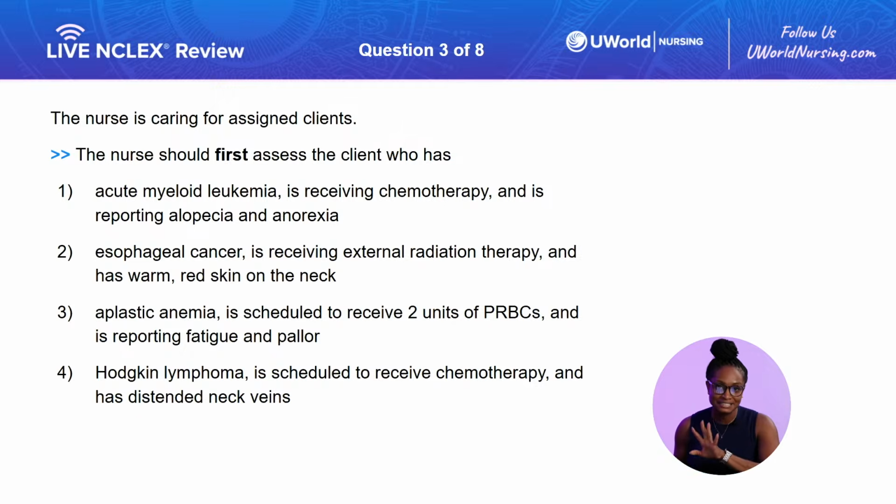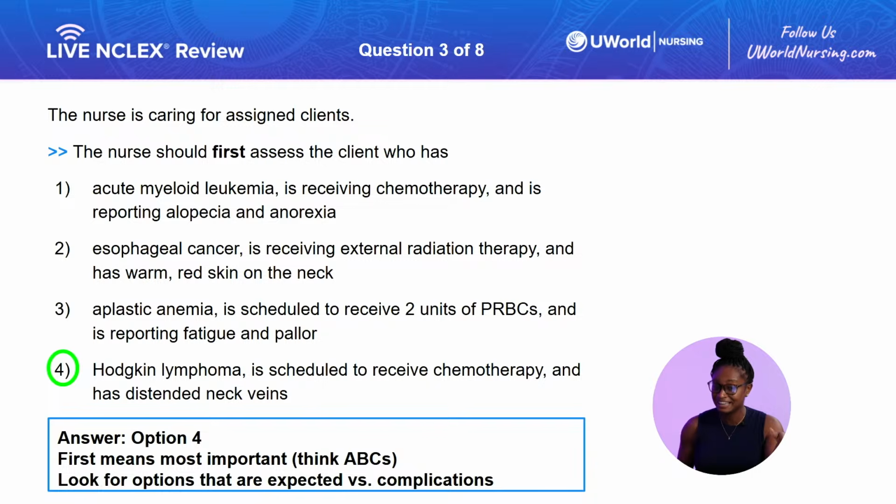So let's talk it through. Expected findings, which would be options 1, 2, and 3, versus complications, which would be option 4, Hodgkin's lymphoma. If they're receiving chemotherapy and have distended neck veins, this is actually a complication. Those distended neck veins are keying towards maybe a tumor or something compressing on that superior vena cava, altering the blood flow from their head to their heart. So this is a huge medical emergency, and we need to get that tumor out or just relieve the obstruction that is hindering the blood flow. Yes, this is the only complication.